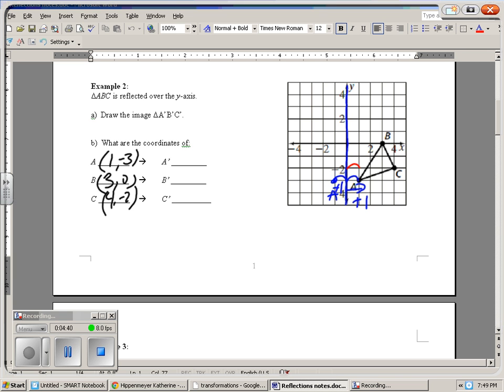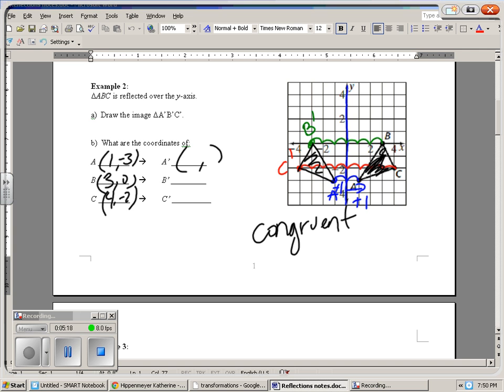Then C was 1, 2, 3, 4 units from the y-axis. We're going to go 1, 2, 3, 4 units the opposite direction to make C prime. And then B prime was 1, 2, 3 from the y-axis. We go 1, 2, 3 in the opposite direction to the left, and we form B prime. And then I'll connect these. And you'll see that these two look congruent. Same size, same shape, they're just in a different place, or the image is just in a different place now.